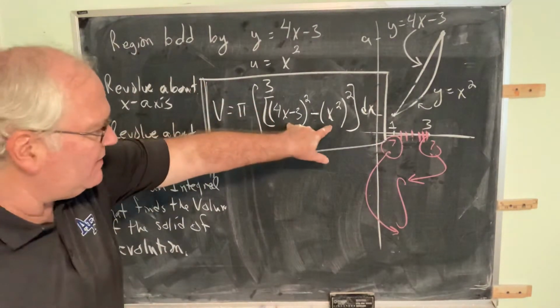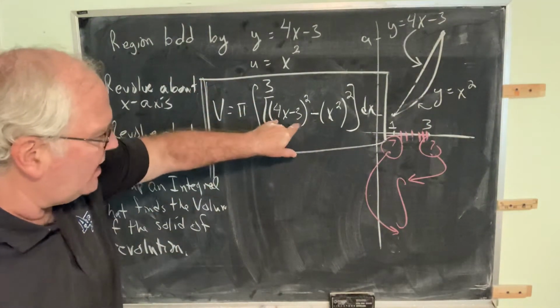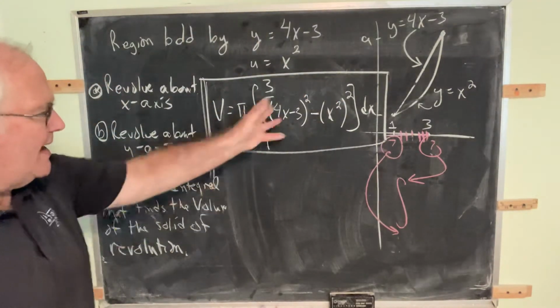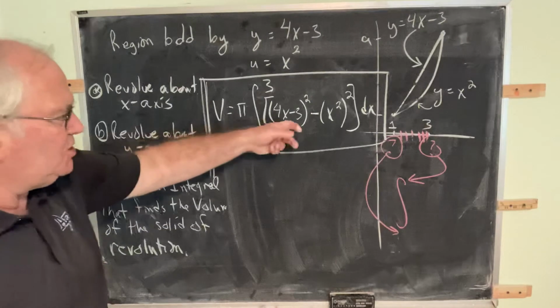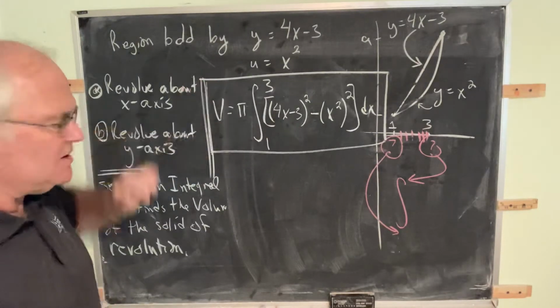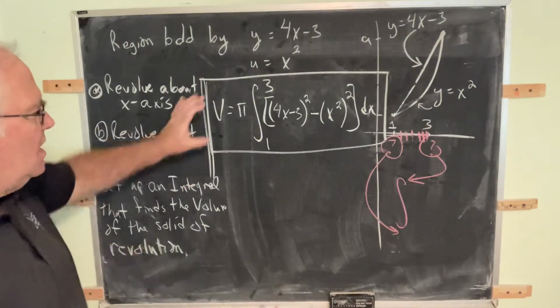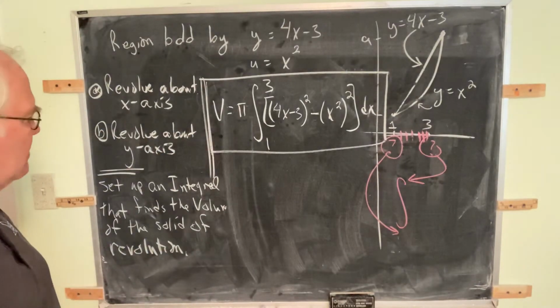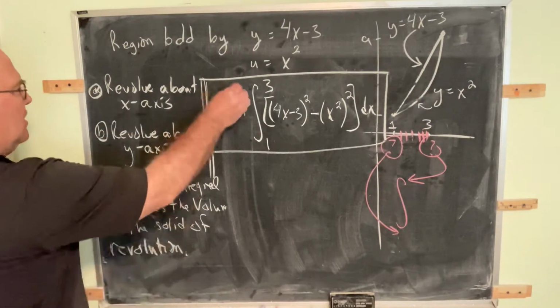Now, this would not be very hard to do, because you square that out and add the terms in. That's just a power rule integral. This is a calculus 1 integral. The computation is not what I'm after. The setup is what I'm after here. So set up the integral that finds that volume. So there's our integral for number 1.